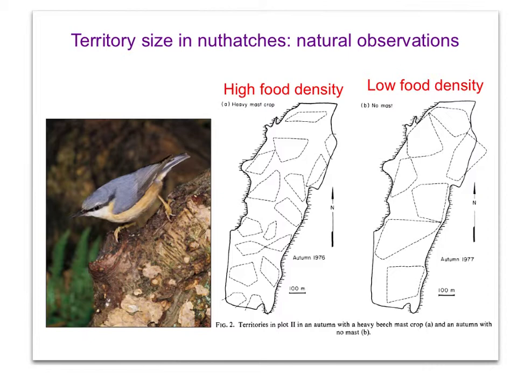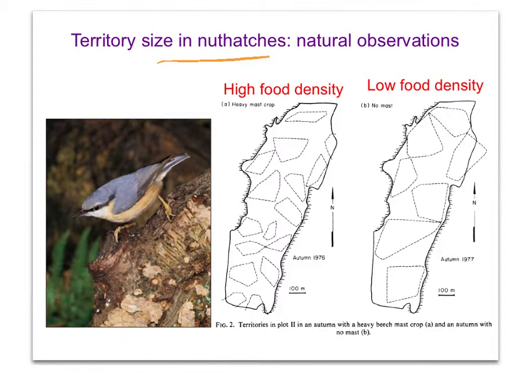Here's an example of territory size in nuthatches. And a lot of birds are territorial. Red-winged blackbirds, nuthatches, a number of other kinds of birds spend a lot of time and energy calling with each other, fighting with each other, trying to maintain these territories.